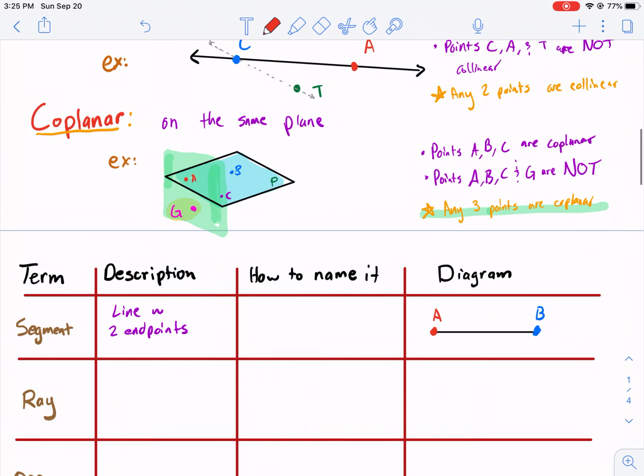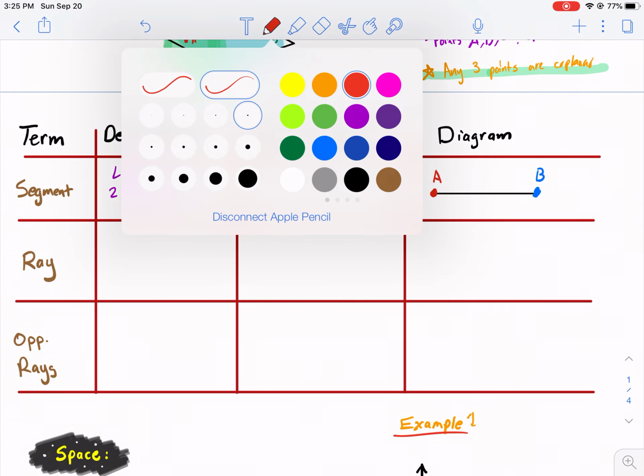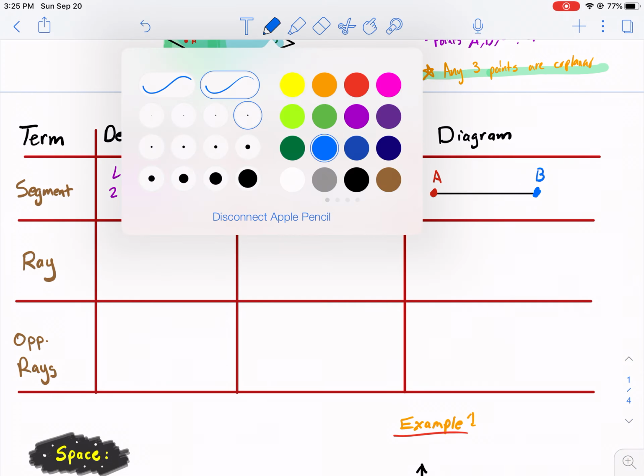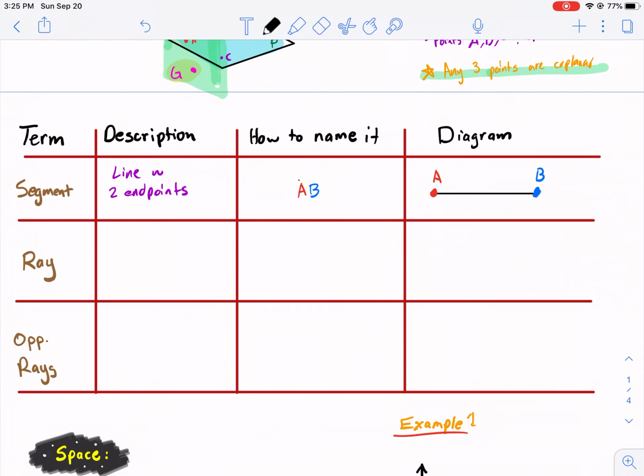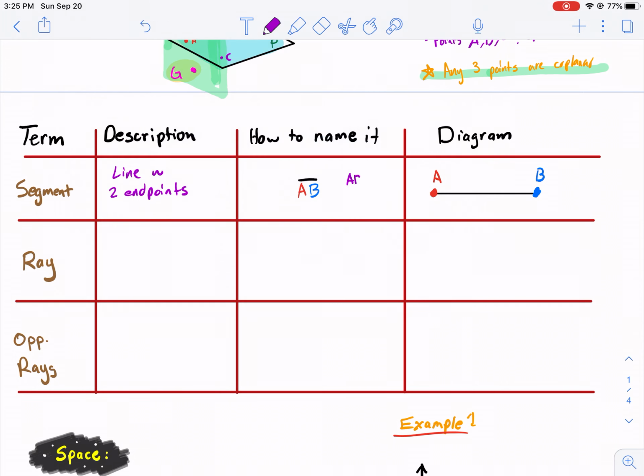Well, we need to label it with an A and a B. This is how we call it. And then we draw a line over it like this. Okay, so AB line. Or this could even be BA. Why am I doing this in black? It could be AB with a line over it or BA with a line over it.